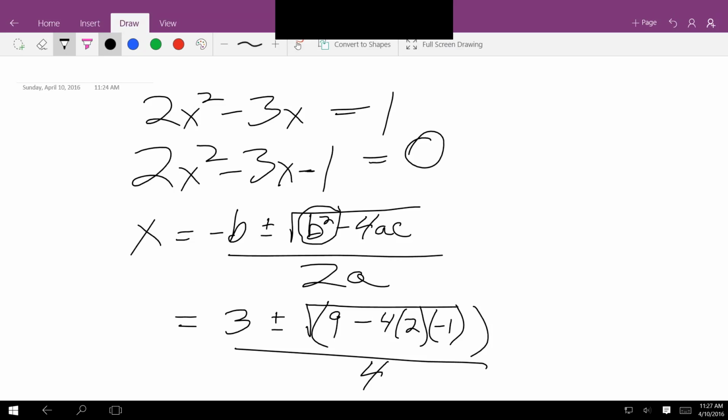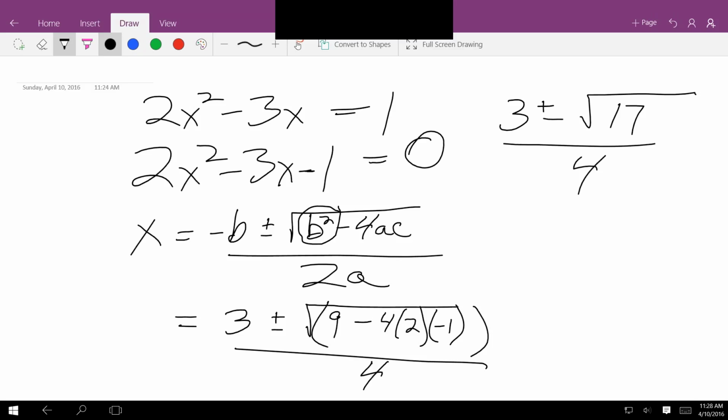So what is it? Plus or minus, what's the net? 9 minus negative 8, which is 17. So it's 17 over 4. Correct.